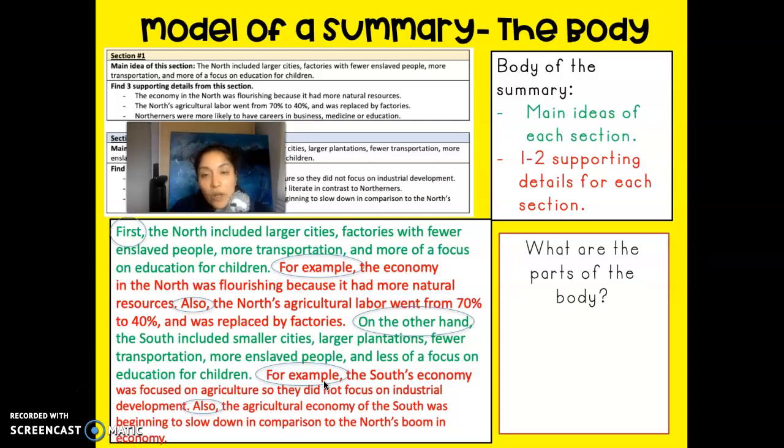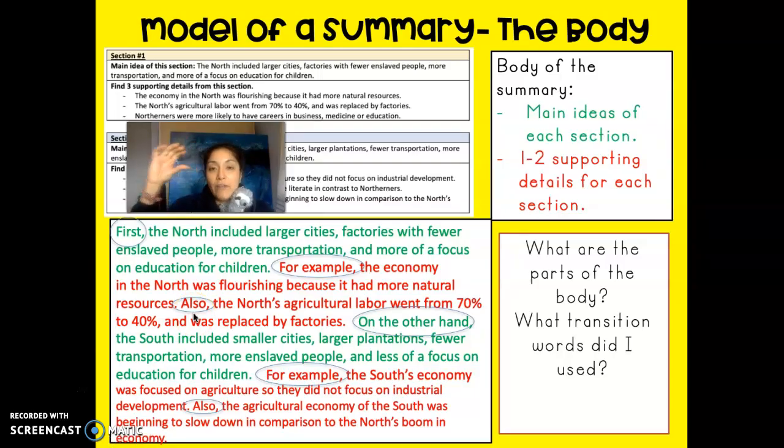So, what are the parts of a body of the summary? Go. The parts of the body, hopefully you got it correct, are the main ideas of each section and 1 or 2 supporting details for each section. What transition words did I use? We went over them. For example, on the other hand, also. When you write your summary, on your paper there will be boxes that will have word banks for transition words. So I'm helping you out there.